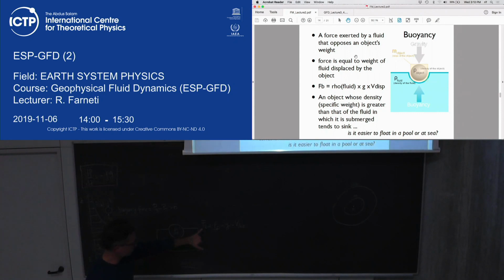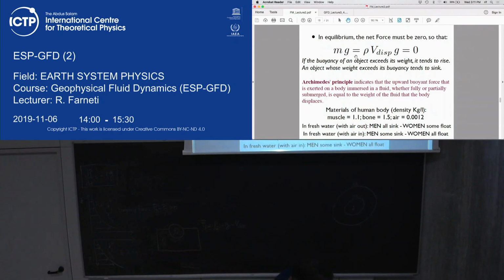Because the buoyancy force is related to the density of the fluid, and the weight of the object is related to the density of the object, of course. So if the density of the object, or the specific weight, is larger than that of the fluid, the weight will be larger than the buoyancy force. I have a few examples.